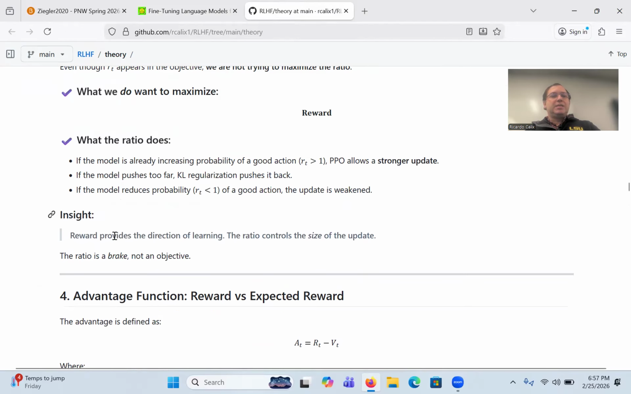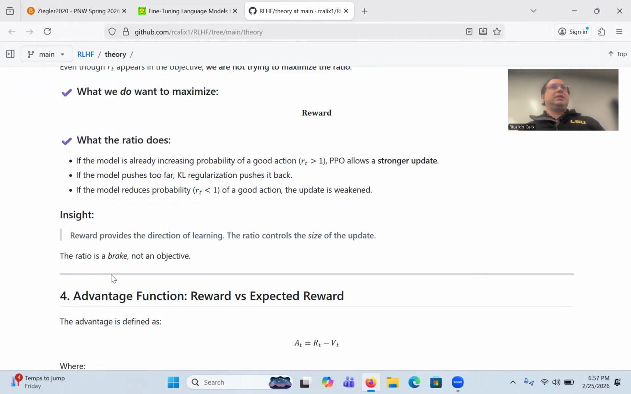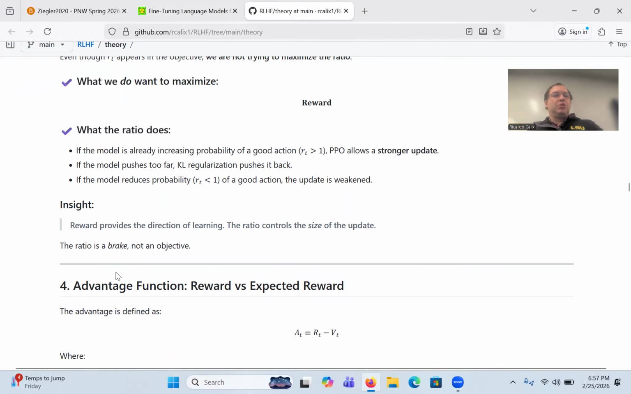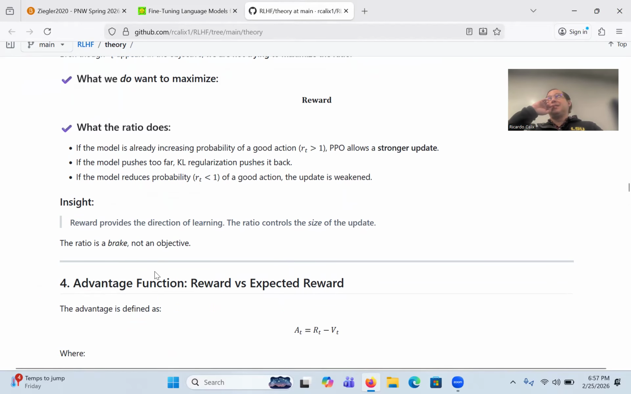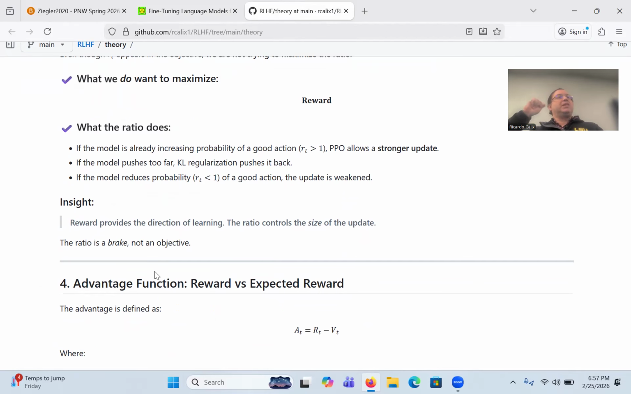So the insight is that the reward provides the direction of learning, right, and the ratio controls the size of the update. That's one analogy that you can use. So the ratio is in fact a brake, not an objective. Do you guys see that? So that's kind of what it is. You don't want, for instance, that probability to increase too much because it's going to be clipped. Do you see what I'm saying?